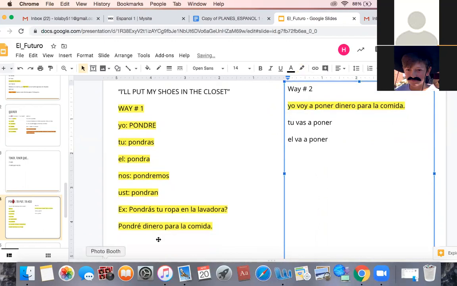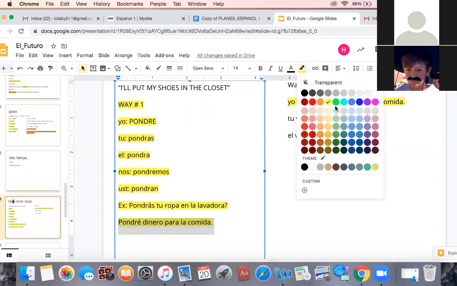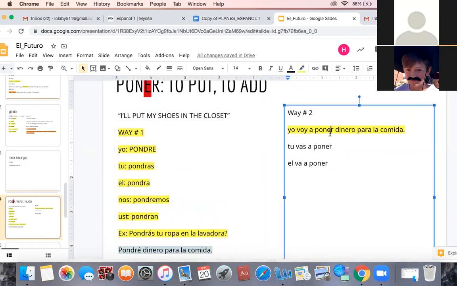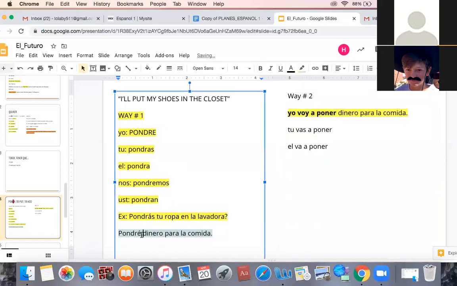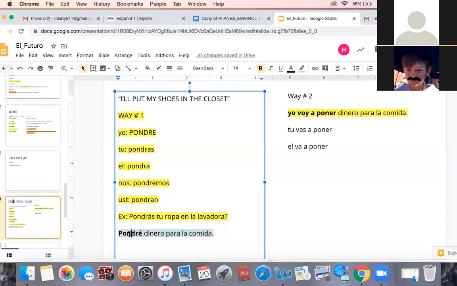Okay, so you see these 2 on the bottom? Yo voy a poner dinero para la comida. And in this one, pondré dinero para la comida. Let me change the color so it's not confusing. If you see the green one here and the yellow one up here, these two examples are saying the same exact thing. The only thing that's changing is these words. I mean, the spelling is changing, right? There's 1, 2, 3, 4 words, and then there's one word in here. These 4 words and this one word mean the same thing, okay?